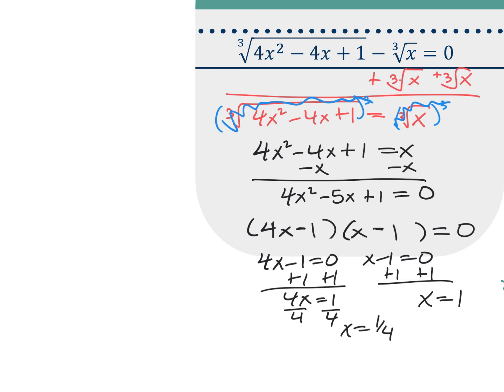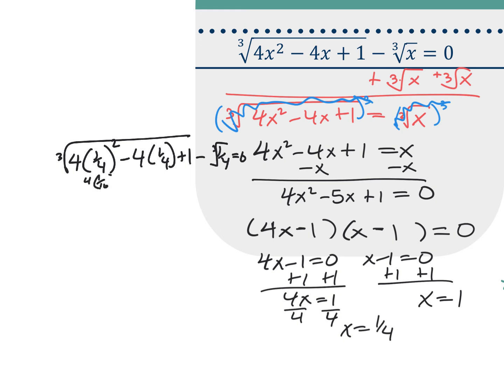So I get 4 times 1/4 squared minus 4 times 1/4 plus 1, minus 1/4, the cube root of it, equals 0. And this is all under a cube root as well. So let me simplify what's under the radicals. So this becomes 1/4 squared is 1/16. And then when I times that by 4, it's 4/16, which simplifies to 1/4. This just becomes a 1, and then plus 1, minus the cube root of 1/4 equals 0.